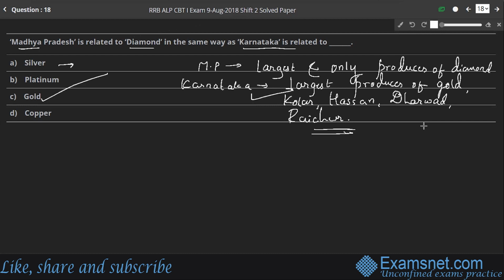Here Rajasthan is the largest silver producing state in India. So Rajasthan is related to silver, whereas for platinum, the biggest platinum and copper reserves in India are found in Odisha and Rajasthan. Platinum reserves are found in Odisha, and copper reserves are found in Rajasthan. Therefore, for the given question, Karnataka is related to gold. Option C is the right answer.